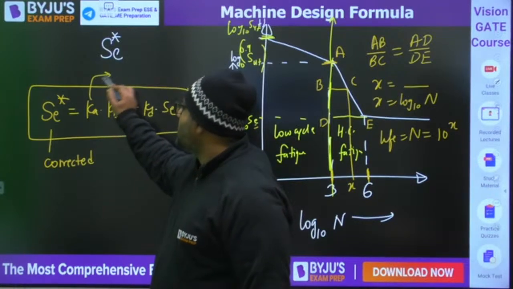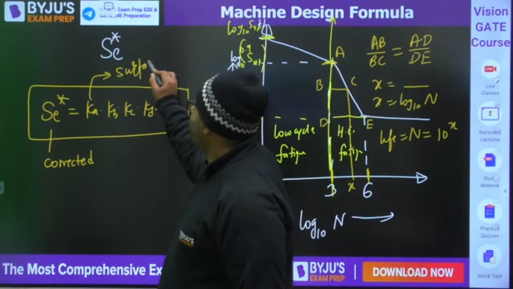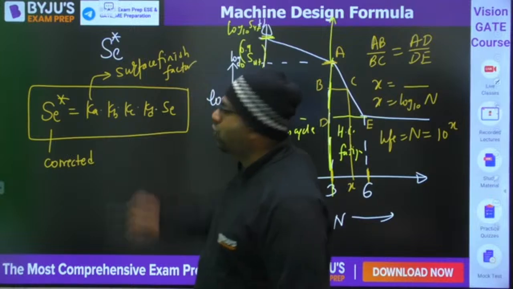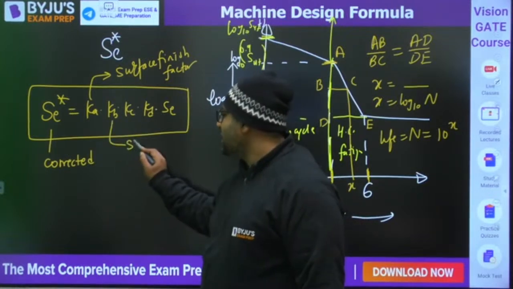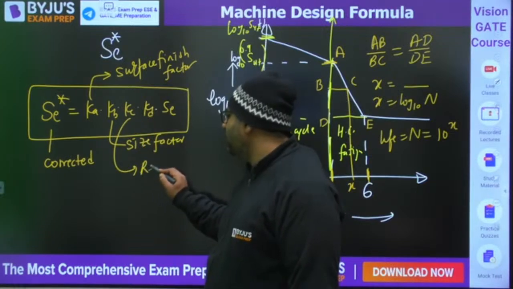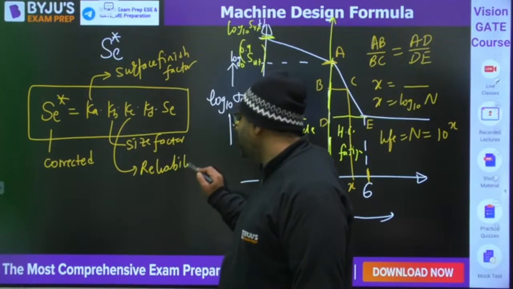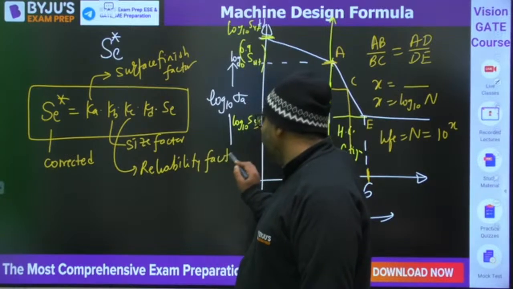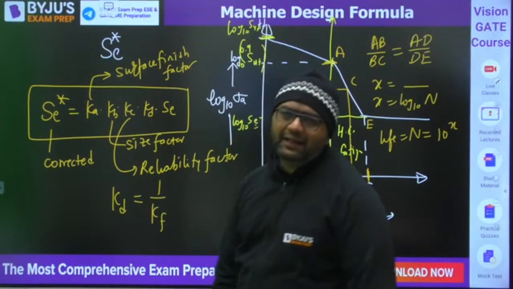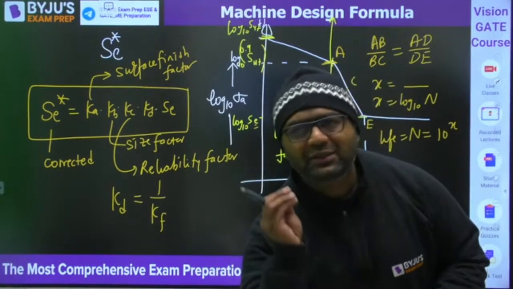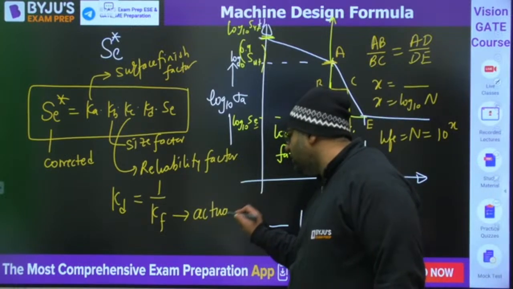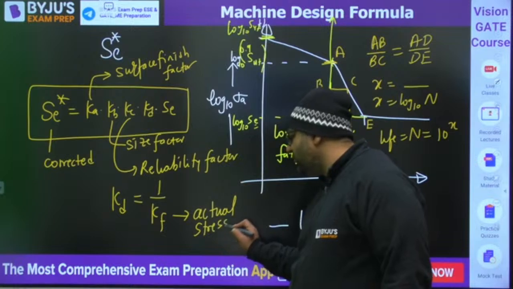Ka is the surface finish factor. These factors, if they are given, use the value; if not given, take them as 1. Kb is the size factor. You need not remember their values. Then Kc is the reliability factor. Whenever we talk about Kd, Kd is defined as 1 by Kf. Here Kd is the factor that refers to the actual stress concentration factor, and Kf is nothing but the actual stress concentration factor.